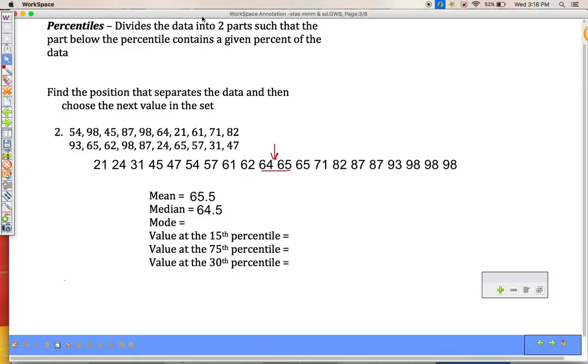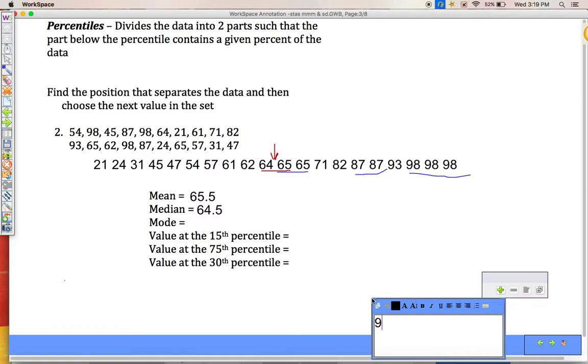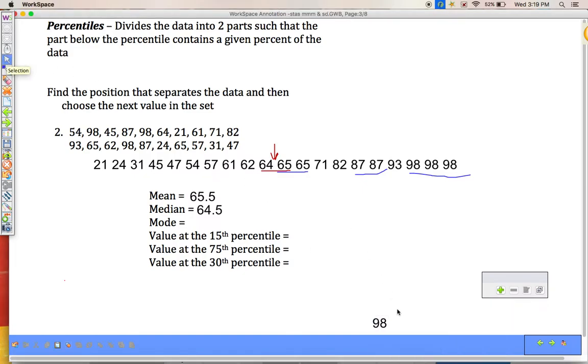So we're going to go back to our list. I'm going to look and realize we've got 2 65s, 2 87s, but I have 3 98s. So 3 98s, I have the most 98s of any number. That's going to be my mode. So the mean, add them and divide by 20. The median is between 64 and 65, which is 64 and a half. My mode is 98 because it occurs 3 times. Those are the easy ones.